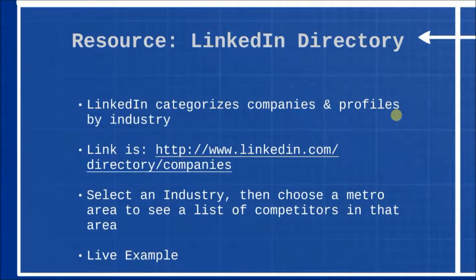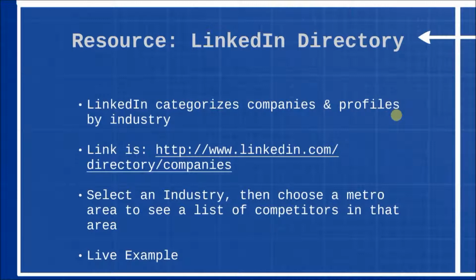Alright, in addition to Google related search, the next free resource I want to cover is the LinkedIn company directory, or I like to call it the industry directory. And since LinkedIn categorizes its companies and profiles by industry, you can use that industry search to pull back like-minded companies or similar companies in those industries and use them to target them in specific metro locations. And so the link is simply linkedin.com/directory/companies, and I'll include that in the description below.